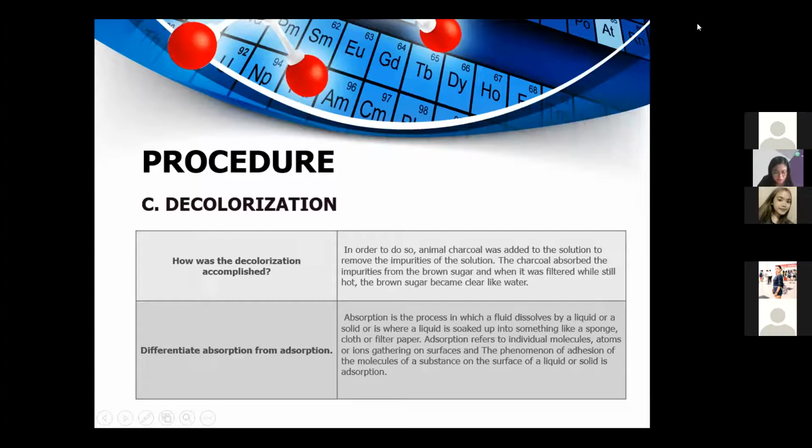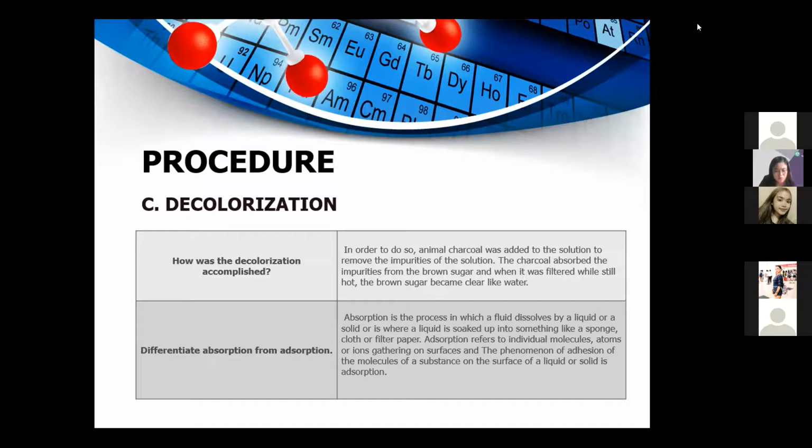How was the decolorization accomplished? Animal charcoal was added to the solution to remove its impurities. The charcoal absorbed the impurities from the brown sugar, and when it was filtered while still hot, the brown sugar became clear like water.